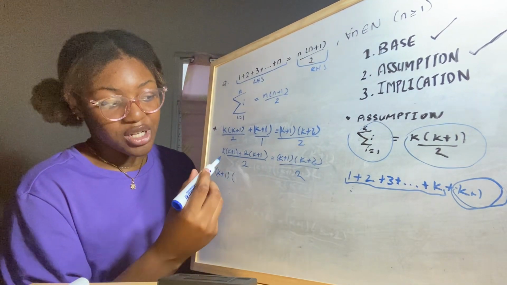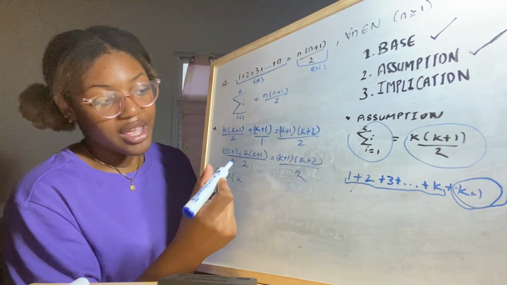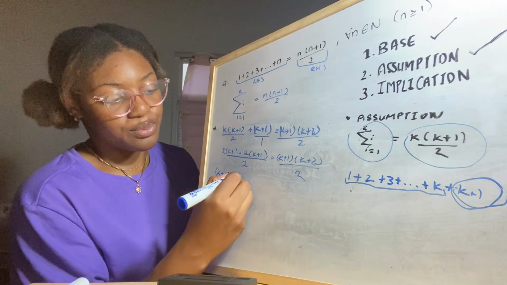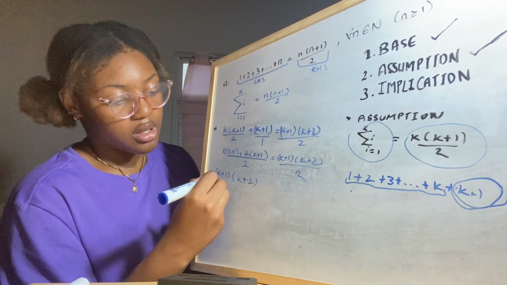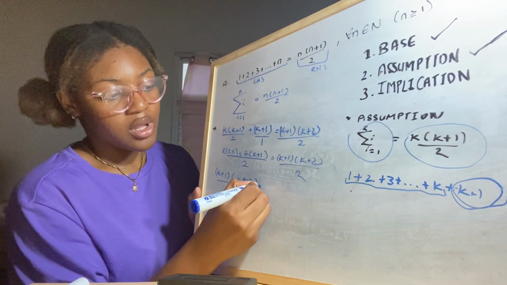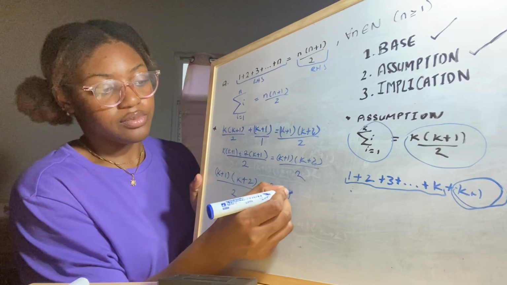And when we factor out k plus 1, right here, we're going to be left with k. And then here, we're just going to be left with 2. So we're going to have our plus 2, of course. And that would be over 2. And this would be equal to our right hand side.